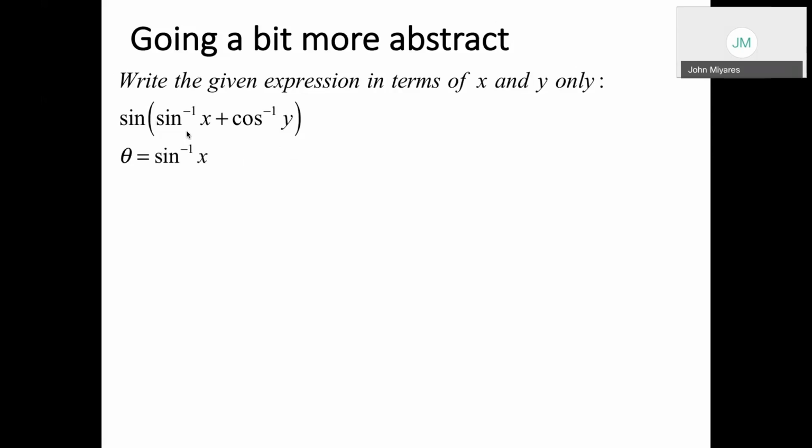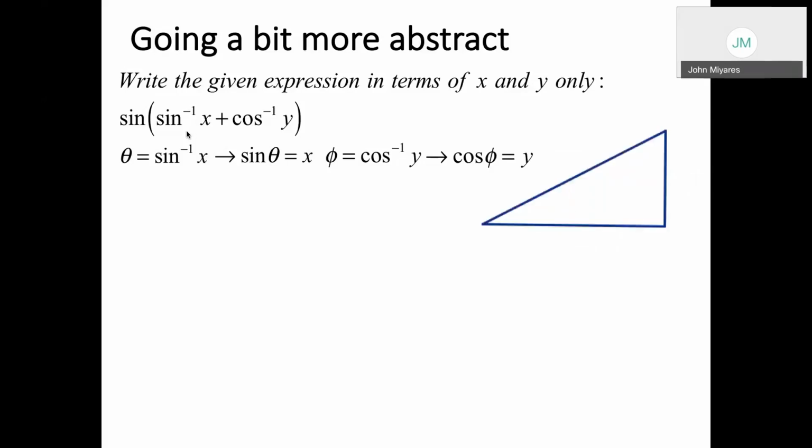In reverse, that's the same as saying that the sine of some angle theta will equal x. Similarly, computing the inverse cosine of y is also going to generate an angle which we will call phi. So with that, we could also say that the cosine of angle phi will equal y. Let's try drawing a picture of a reference triangle if that will help you visualize it better.